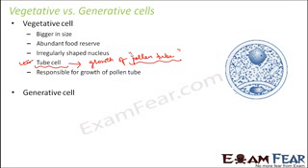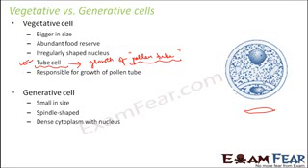Let us look at generative cell. It is smaller in size when compared to vegetative cell. It has a fixed shape and it is spindle shaped. So as you can see here, this is how the shape of a spindle looks like. And that is why the shape of it is spindle shaped. It has a dense cytoplasm with a distinct nucleus. It floats in the cytoplasm of vegetative cell.